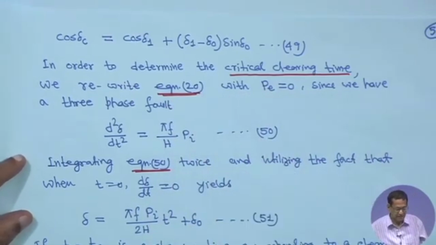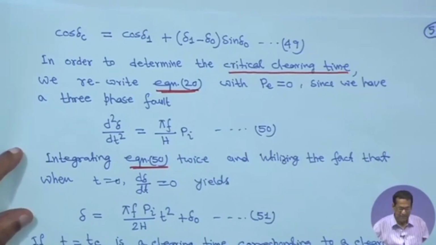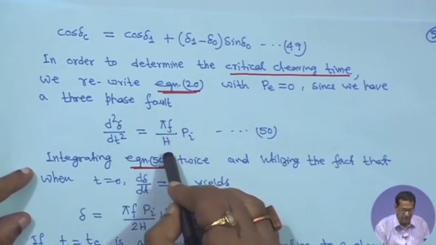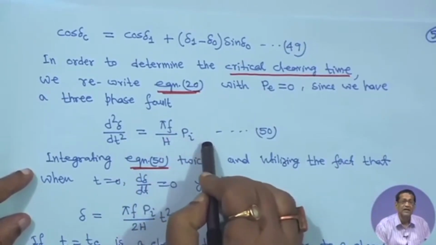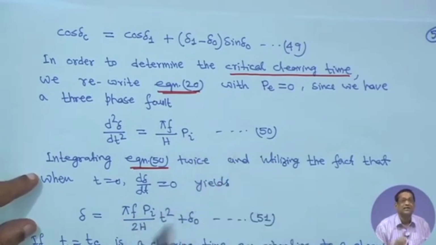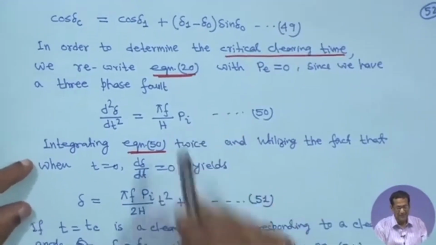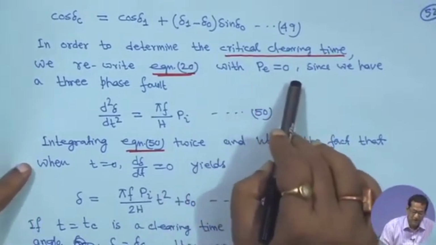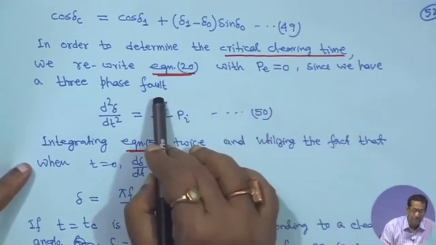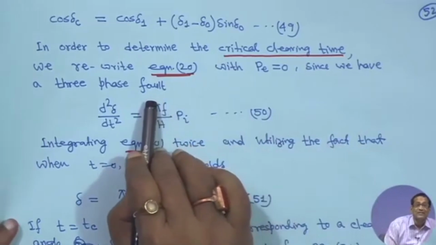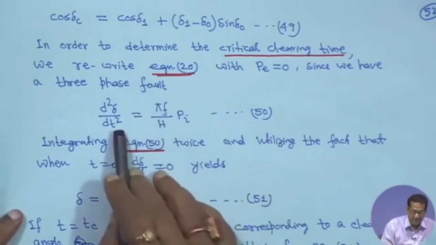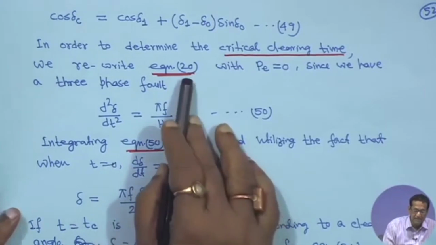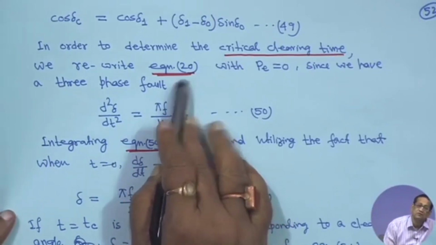So, if you see equation 20, it is d square delta dt square is equal to pi f upon h in bracket P I minus P. That is equation 20. When P is equal to 0, because we have a 3 phase fault, d square delta dt square we can write as pi f upon h into P I. In equation 20 you put P is equal to 0.